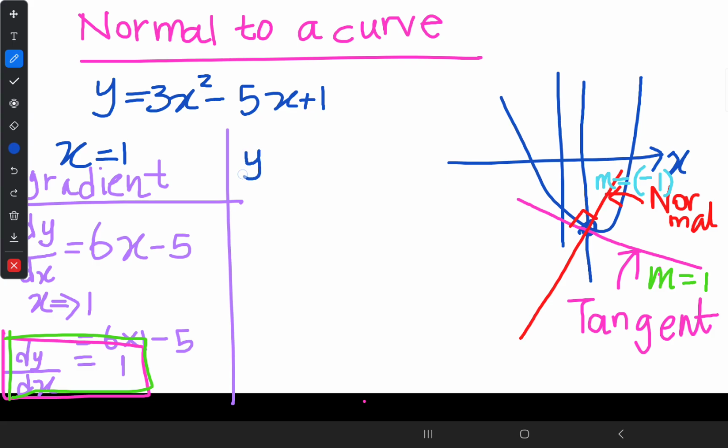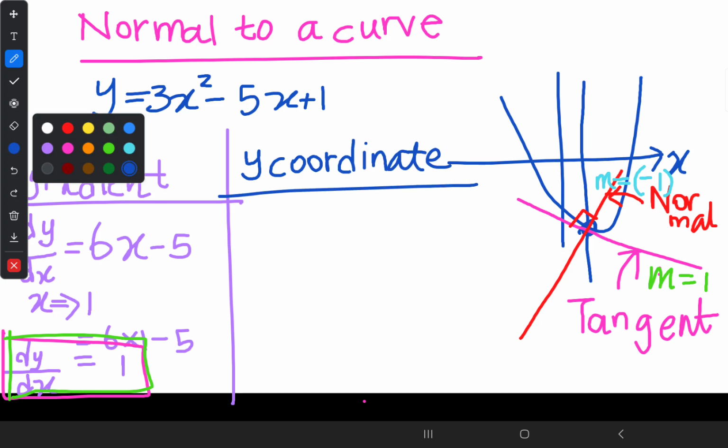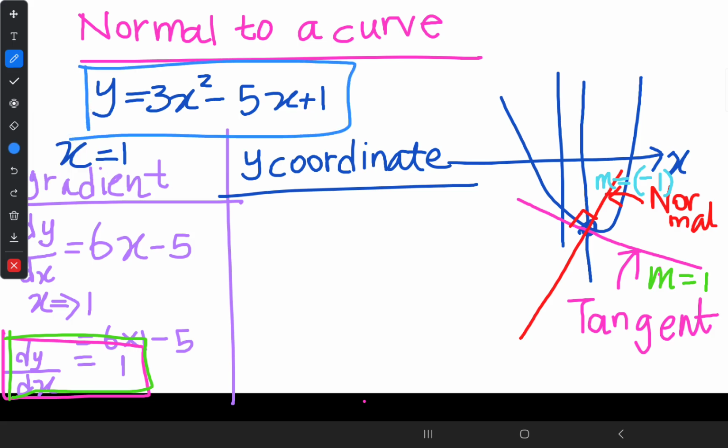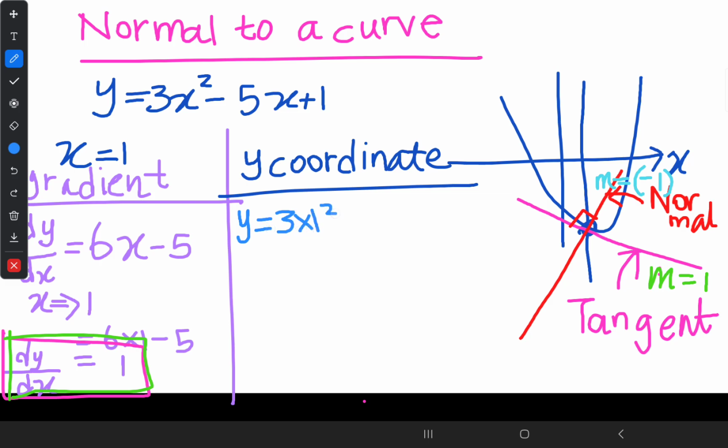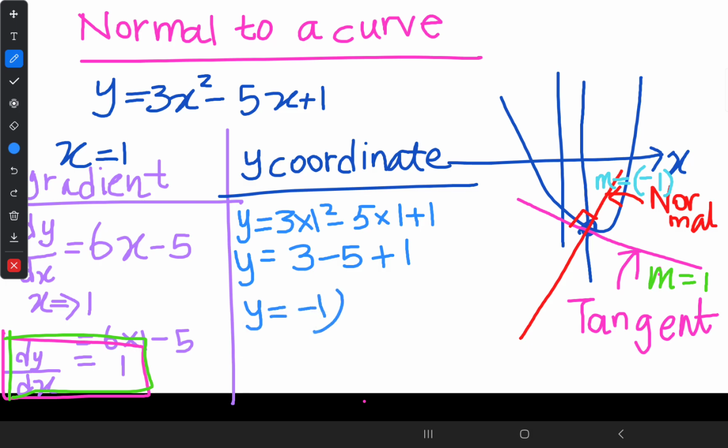Then let's find our y coordinate. To find the y coordinate, what do we need to do? We have to substitute the given x value in the given quadratic function. So y equals 3 times 1 squared minus 5 times 1 plus 1. So 3 times 1 squared is 3, minus 5 plus 1, that equals y. Y is -1 here.